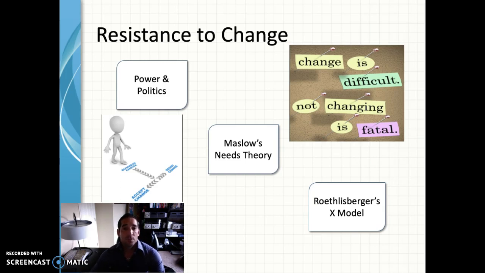Roethlisberger attributed social forces to individuals' behaviors, which stems from a person's life experiences. These forces influence a person's response to organizational change, which is why an emphasis on respecting these differences is key for successful organizational change.